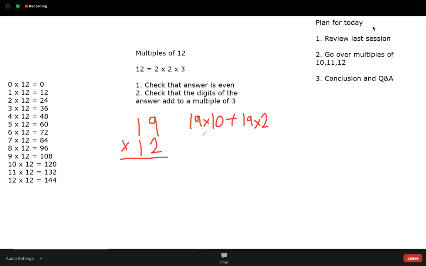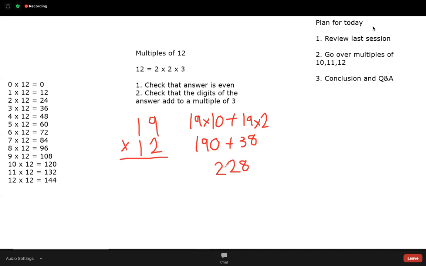Okay. So the way we would solve this is first we do 19 times 10, which is 190. Then we would add 19 times 2, which is 38, 2 less than 20 times 2. And 190 plus 38 would be 228.